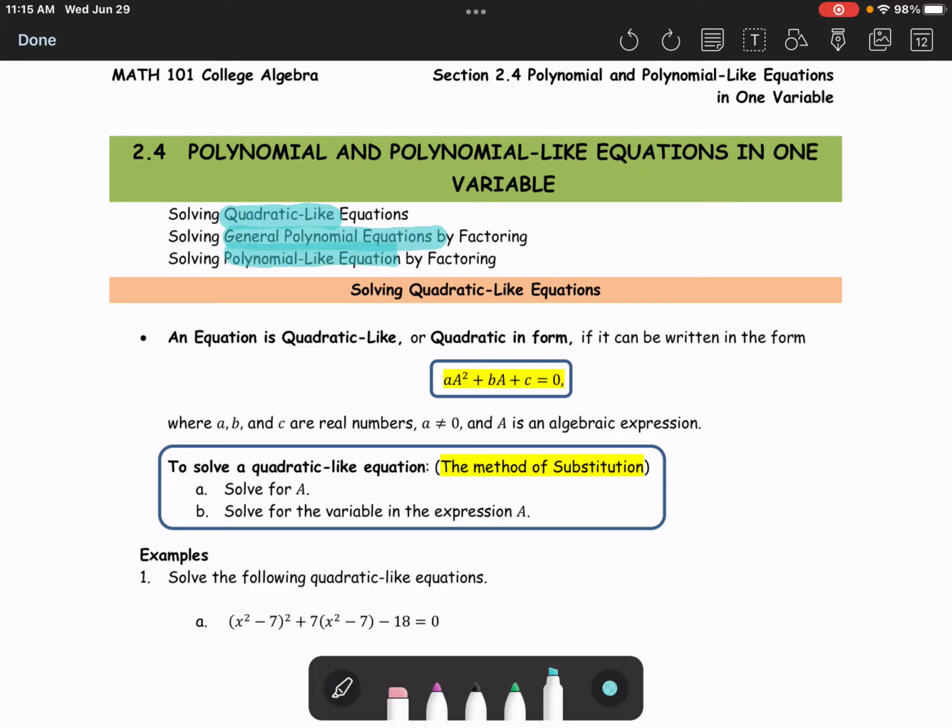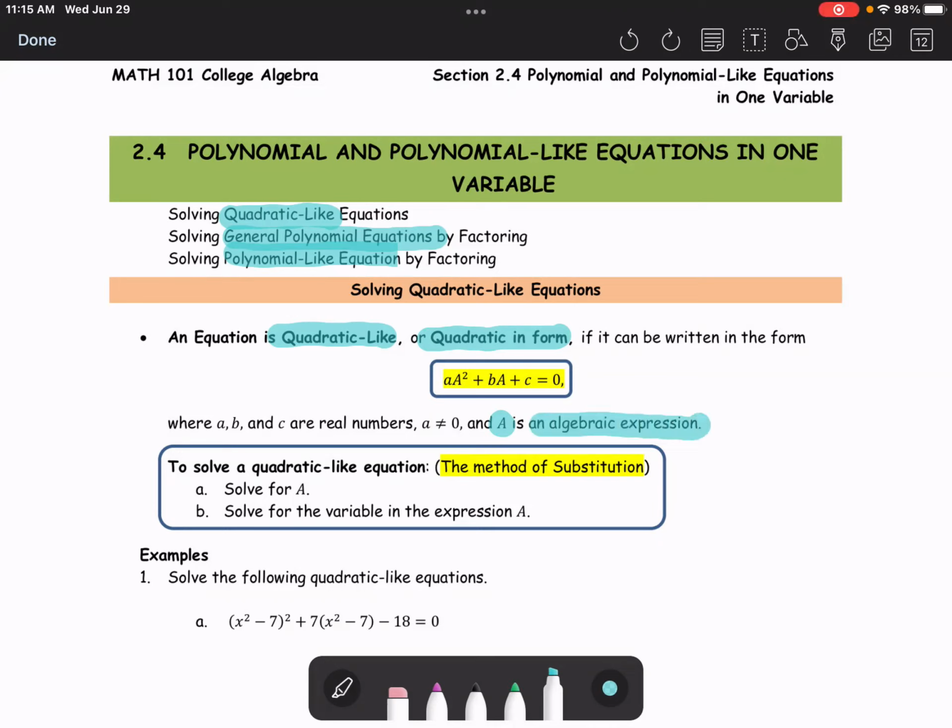An equation that is called quadratic-like or quadratic in form is in the form of a times the quantity A squared plus b times the quantity A plus c equals 0, where a, b, and c are real numbers and the coefficient a is not 0. The quantity A is an algebraic expression.